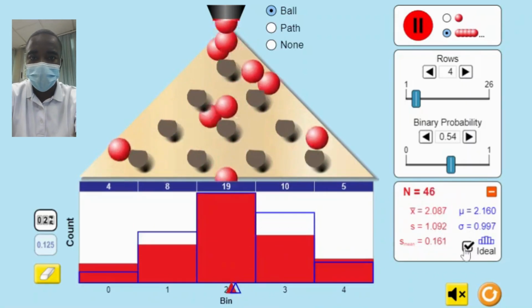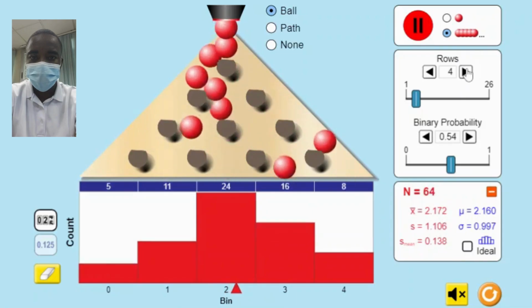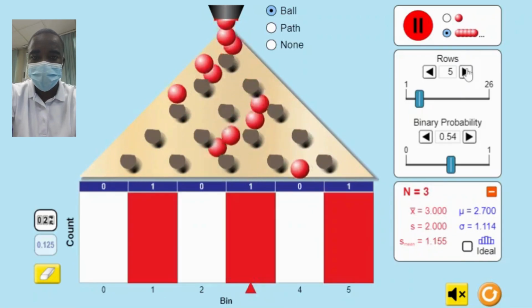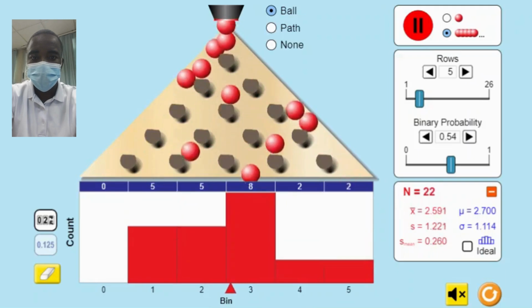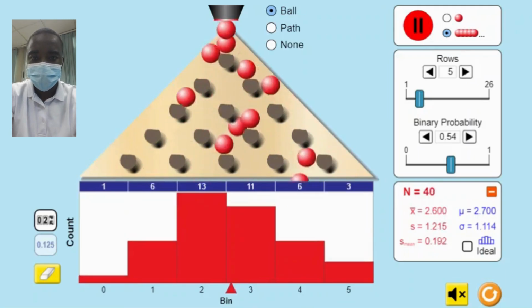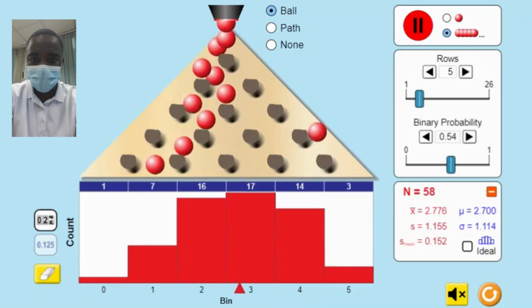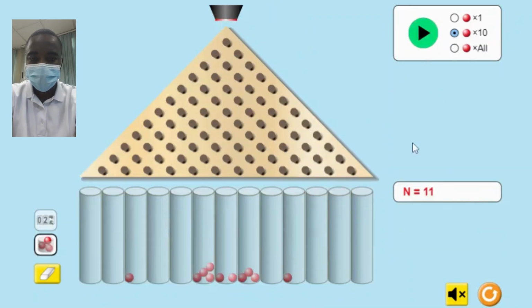The simulation further allows students to switch between concrete and abstract representations of the Plinko board. The concrete representation shows the physical board with pegs and bins, while the abstract representation shows a simplified diagram of the board with arrows indicating the possible paths of the balls.